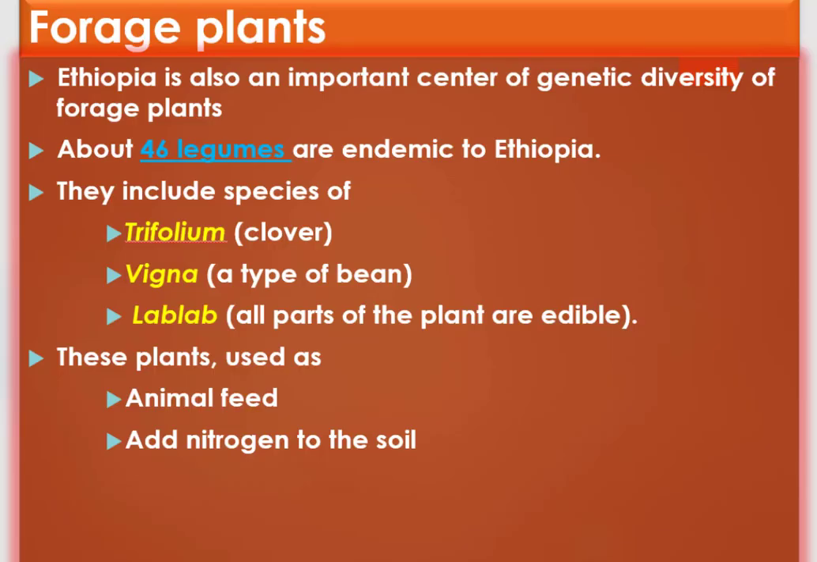Let us see forage plants. Ethiopia is also an important center of genetic diversity of forage plants. There are about 46 leguminous or forage plants that are endemic to Ethiopia. This includes species of Trifolium or clover, Vigna, a type of bean, and Lablab. These plants have two main advantages. The first one, they have been used as animal feed. The second advantage is they add nitrogen to the soil in which they grow as they have nitrogen fixing bacteria living symbiotically in their roots.